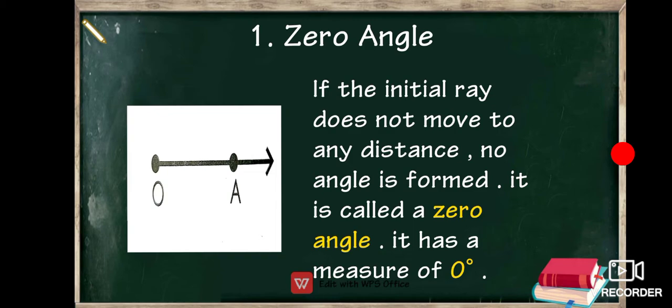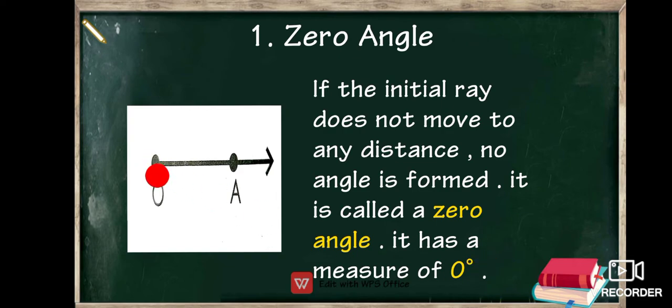We can move on to each angle one by one. First, here you can see the zero angle. The name zero itself says that there is no angle, nothing, null. I will read the definition once. If the initial ray does not move to any distance, the initial ray being this point here, it won't move to any distance, so no angle is formed. It is called a zero angle. So it has a measure of 0 degree. You can see a small 0 here, right? It is not a zero, it refers to the symbol for degree.